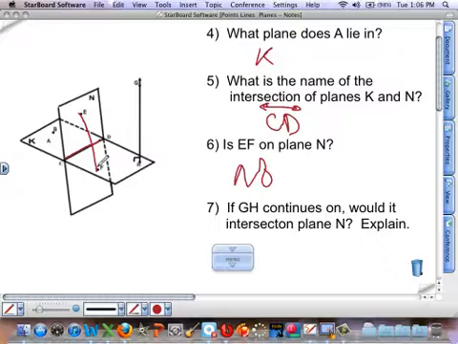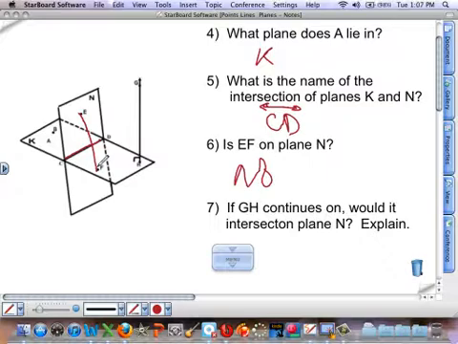And then number 7, if GF continues on, or GH continues on, would it intersect plane N? Would GH intersect plane N? Right here. What does it mean by continue on? Does it mean in both directions, one direction, no directions? What was that question asking, Chris? That if the line kept going and the plane kept going, they would intersect each other.